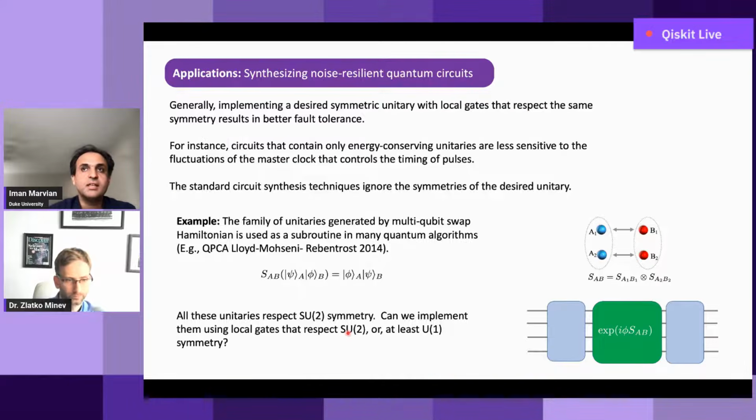But the point is, because the energy conserving unitaries commute with the effect of this noise, they don't essentially propagate it through the circuit, and the action of that particular gate essentially is not affected by this. So there are ways of quantifying this just by thinking about the noise as a random rotation around the z-axis.